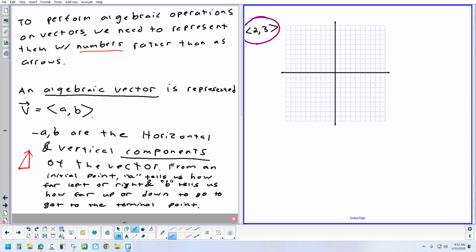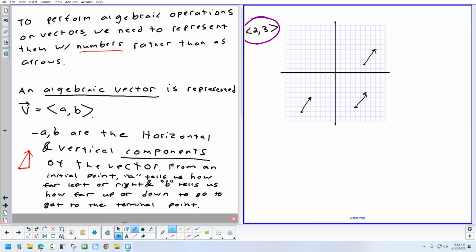You can put the initial point wherever you want. So if they said to draw the vector 2, 3, a perfectly fine way to do it is what I just did on the board. That is the vector 2, 3. As long as you go right 2 and up 3, you've correctly drawn the vector. We could put it over here. Go right 2, up 3. You can put it over here. Anywhere you want to draw it.